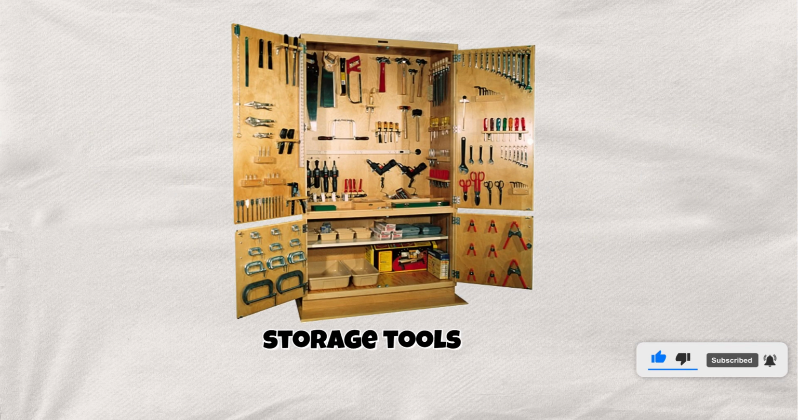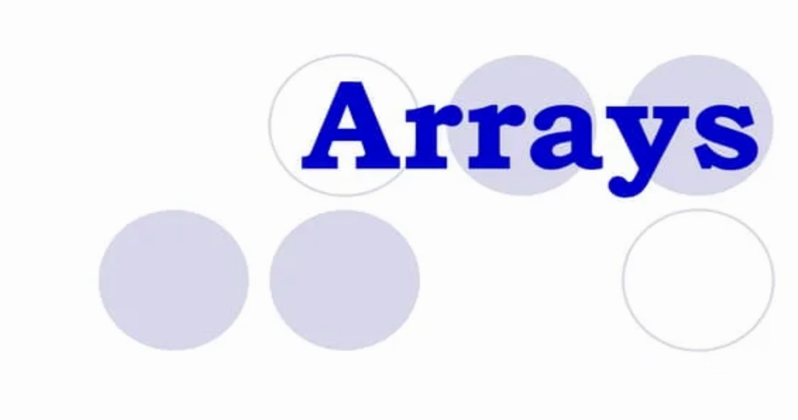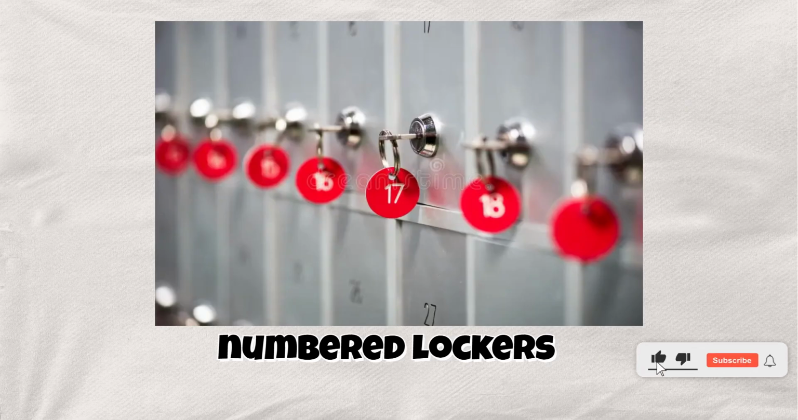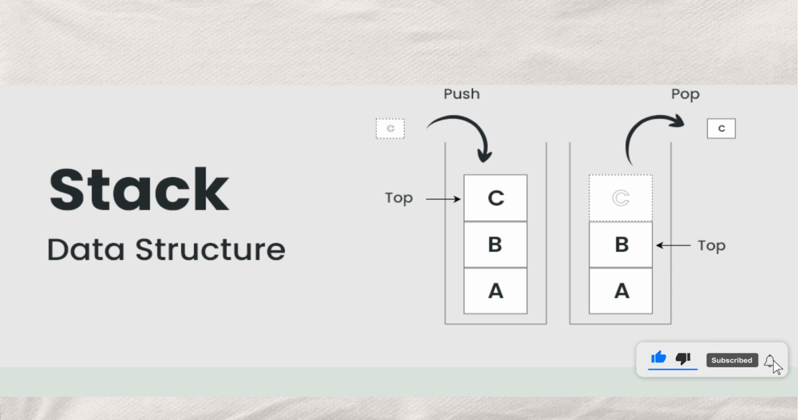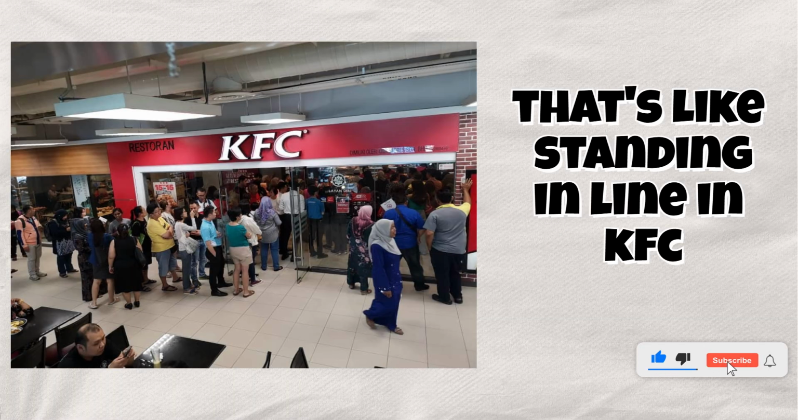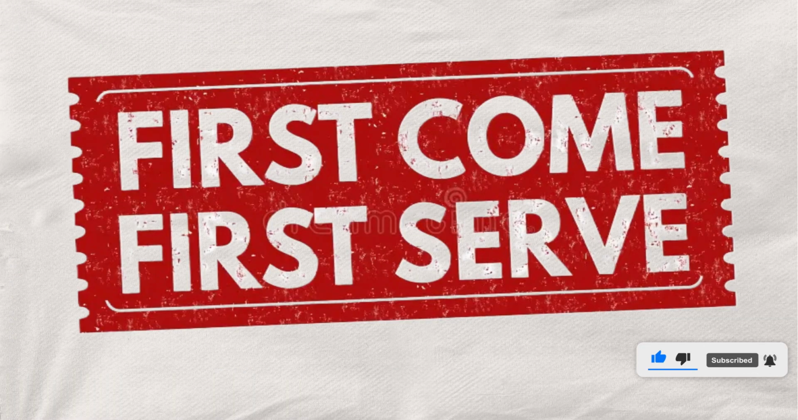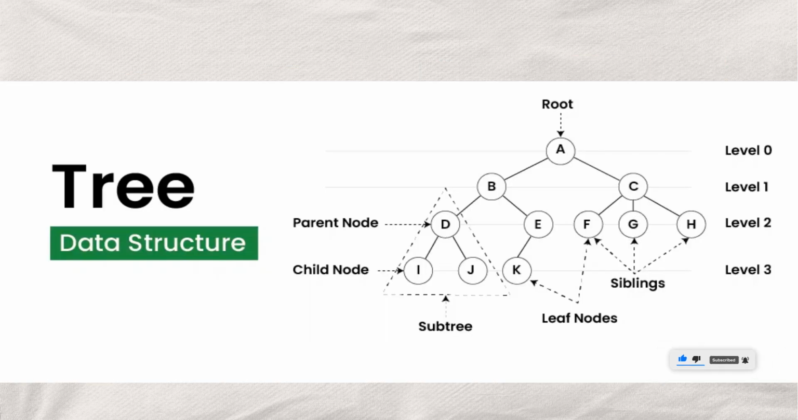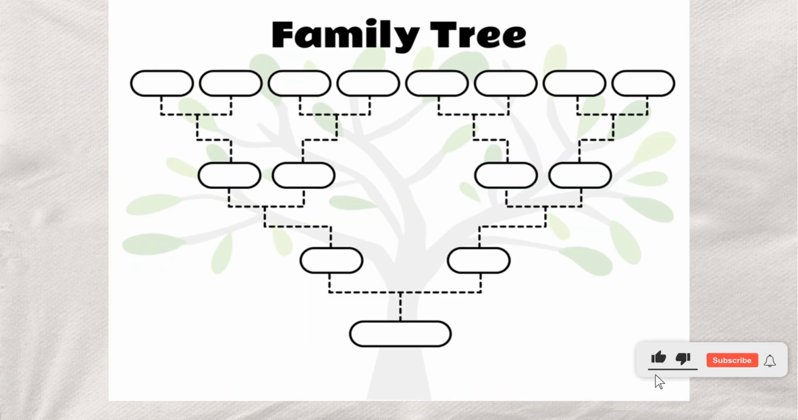Think of it like storage tools. Arrays? They're like numbered lockers. You know exactly where each item is. Stacks. Imagine a pile of plates in the kitchen. The last plate you put on top is the first one you take off. Queues? That's like standing in line at KFC. First come, first served. Trees? Think of a family tree with branches going out from one root.